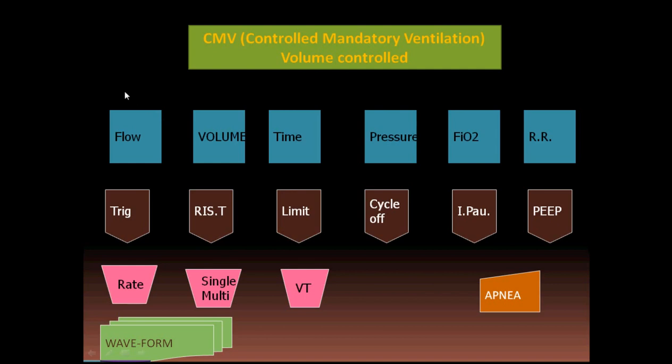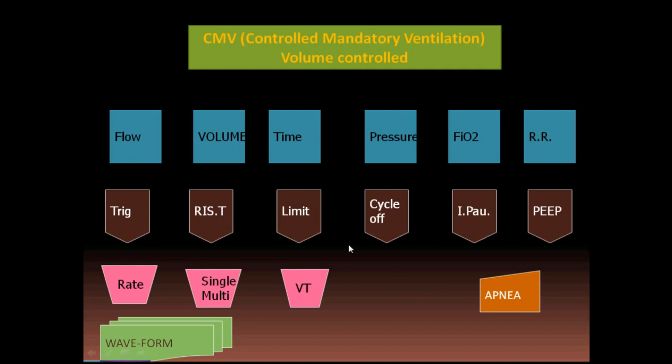You give an order to the ventilator: please, the rate is 15 breaths per minute. This means that every 4 seconds the ventilator starts to give the breath. So the triggering is time. Rise time, there is no rise time.